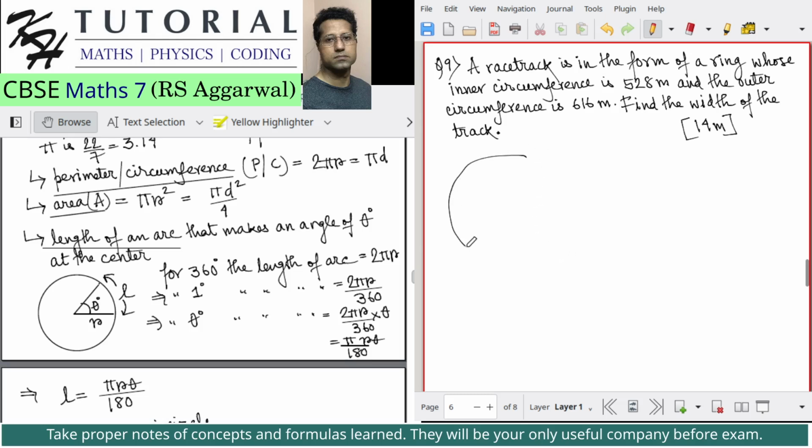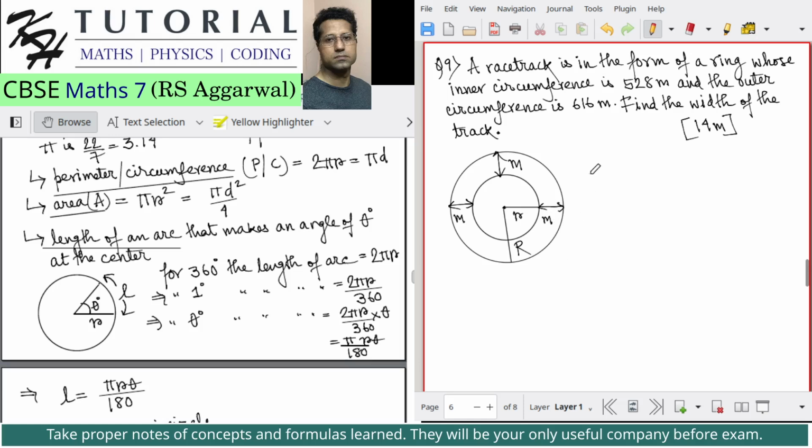So we have these two circles. This is the inner circle, let's say its radius is small r, and this is the outer circle, let's say its radius is capital R, and obviously the region in between the two circles is the track. We have to find the width of this track. Let's say this width be m. The track is of uniform width. So this is m.